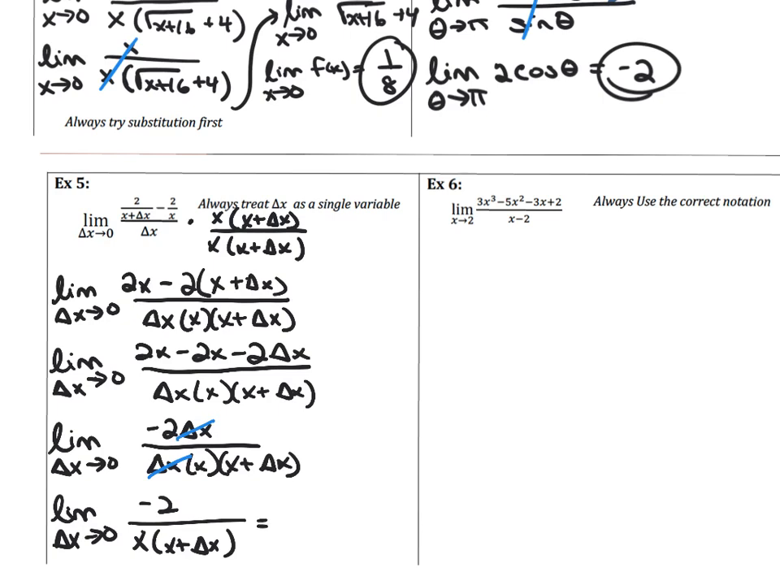We no longer have an indeterminate form because there's no longer a 0 in the numerator, so we can go ahead and substitute. We'll get -2 in the numerator, and then x times x plus 0 is x squared. So our final answer is negative 2 over x squared.